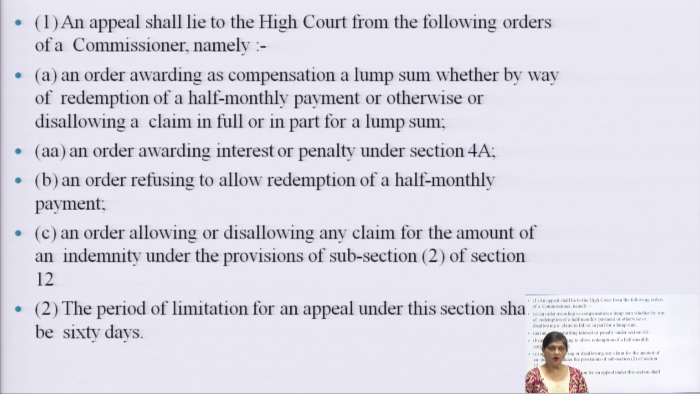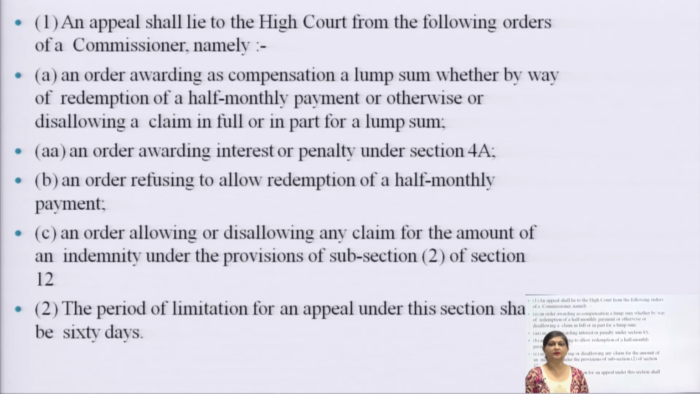Next is an order awarding interest or penalty under section 4A, or an order refusing to allow redemption of a half monthly payment, or an order allowing or disallowing any claim for the amount of an indemnity under the provisions of subsection 2 of section 12. The period of limitation for an appeal under the section shall be 60 days. That means within the 60 days, the worker can appeal in the High Court against the commissioner's order.